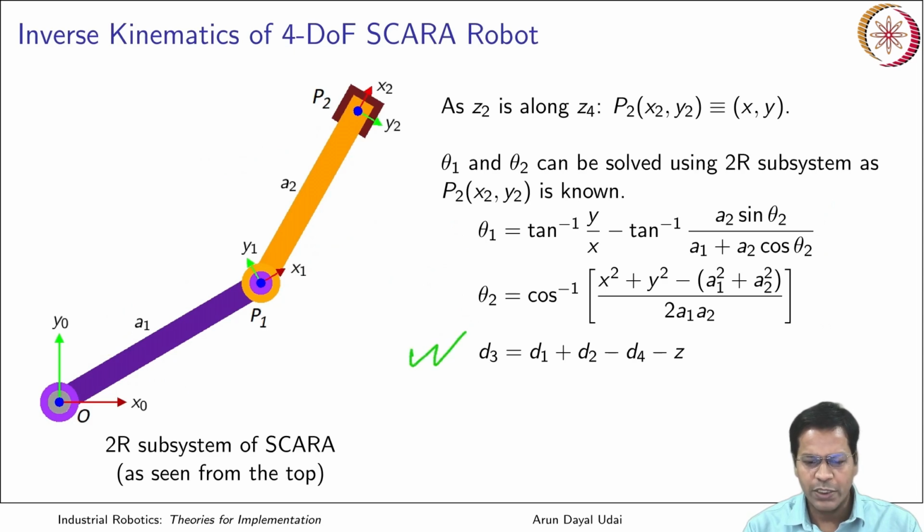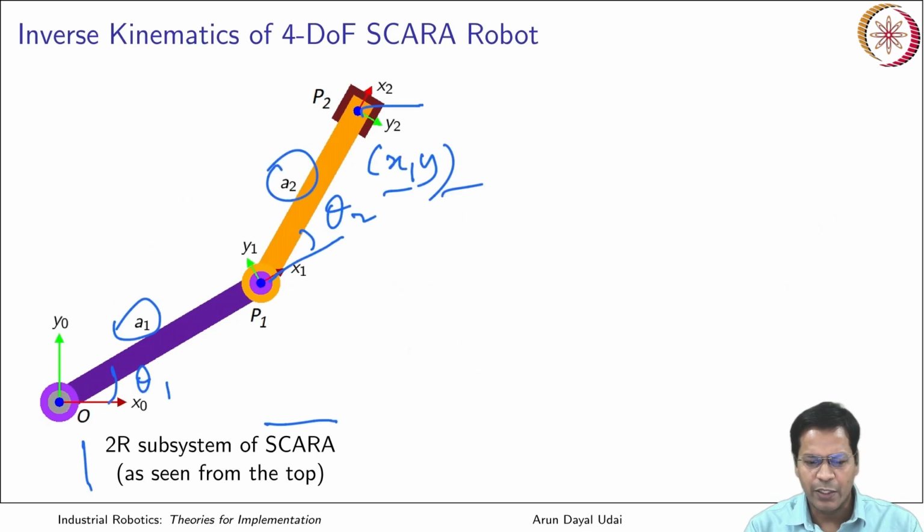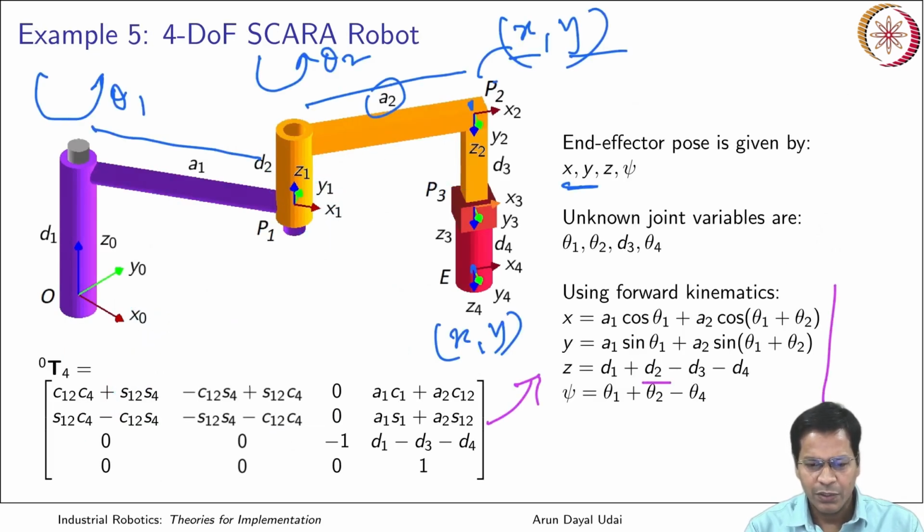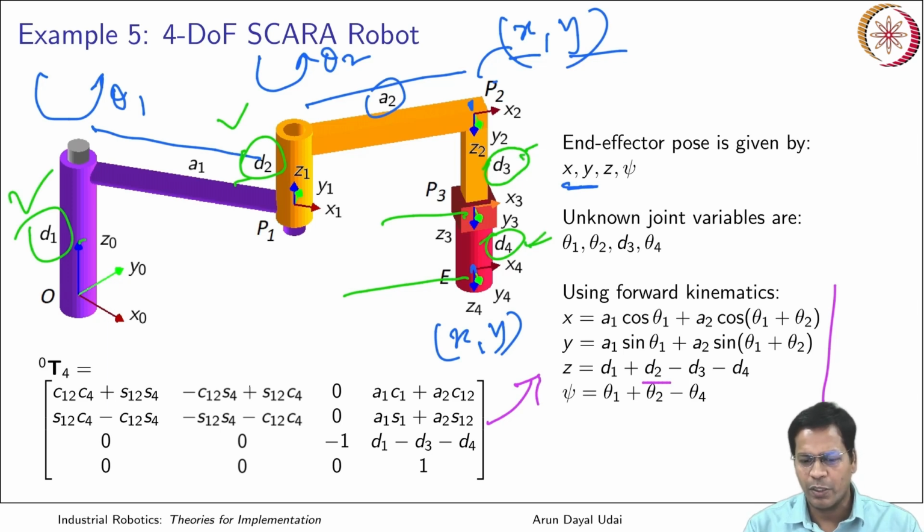So d3. What is d3? d3 was also unknown. So you go back to your SCARA robot and just check what d3 was. This is what you want to find out. What is known is d1, the vertical distance, and d2. Those are the structure of link 1 and link 2. And d3 is variable. d4 is again the offset from this to this, so that is again a constant. So d1, d2, d4 are constants, whereas d3 is variable.